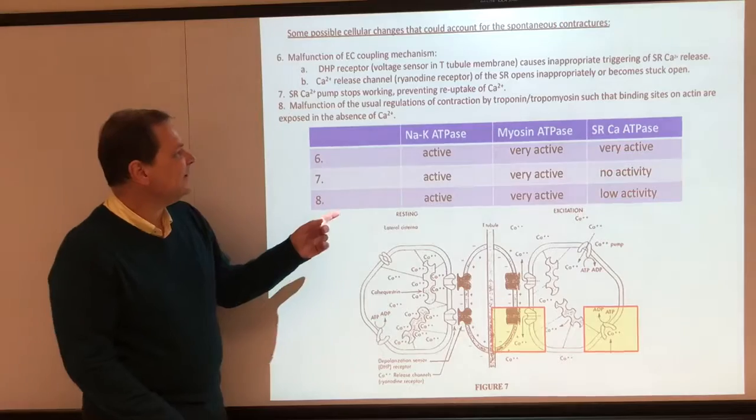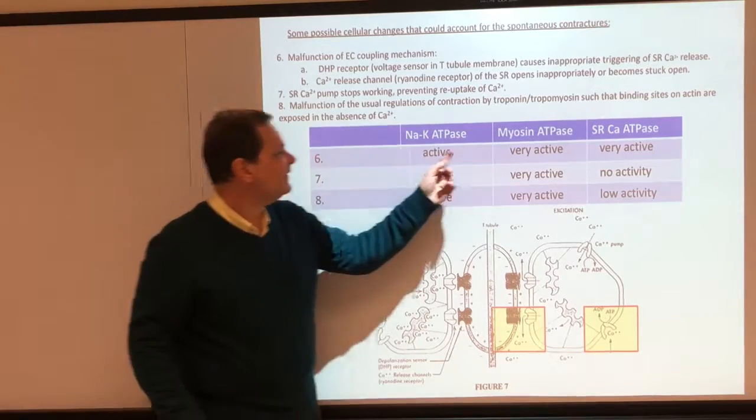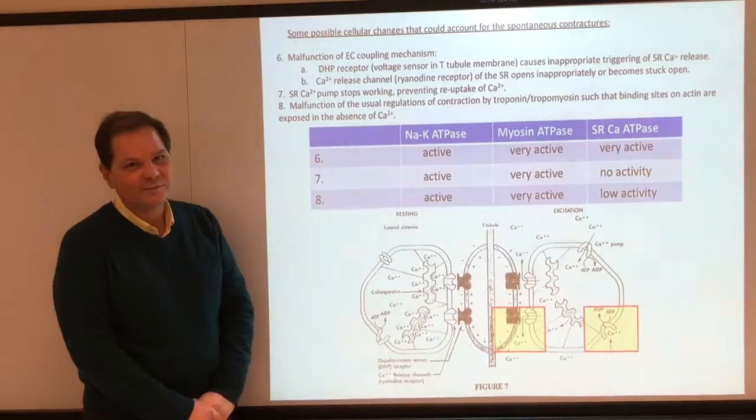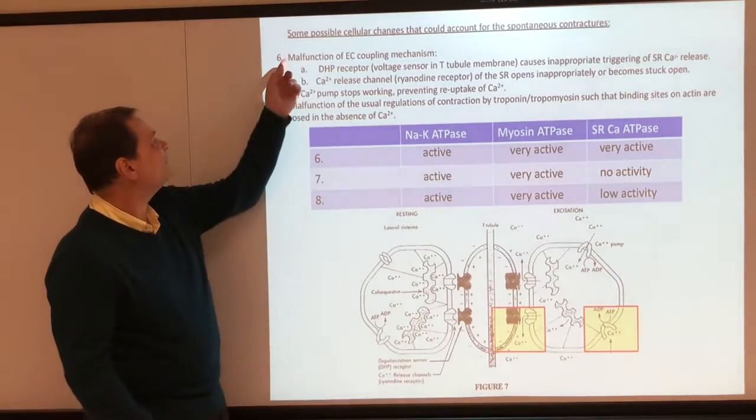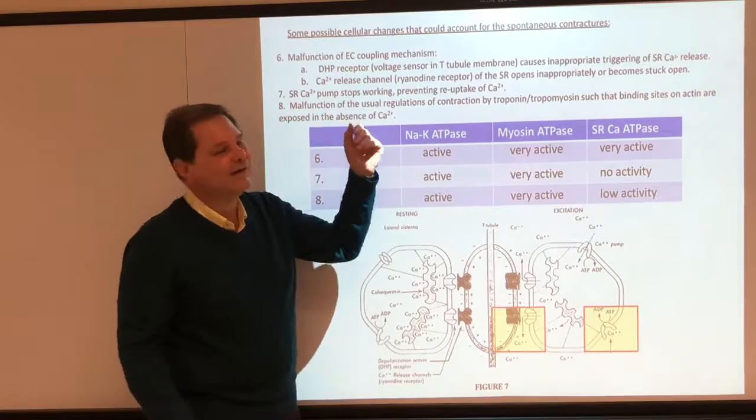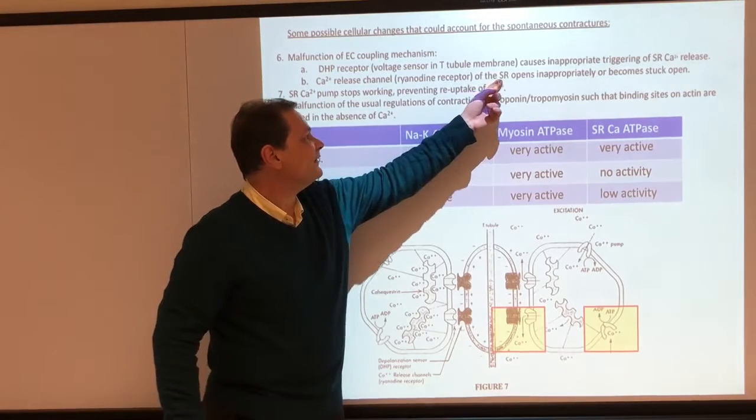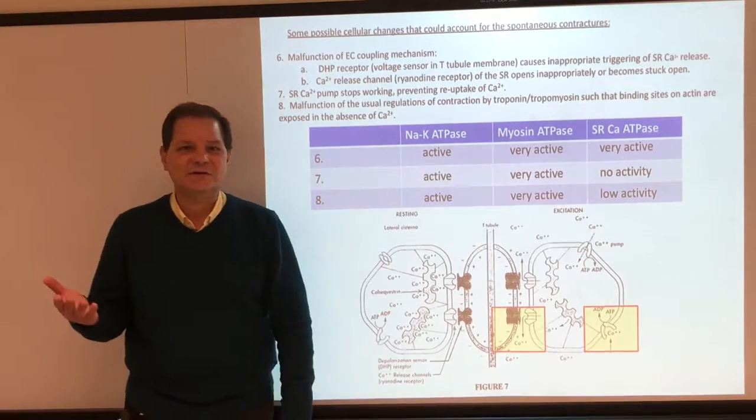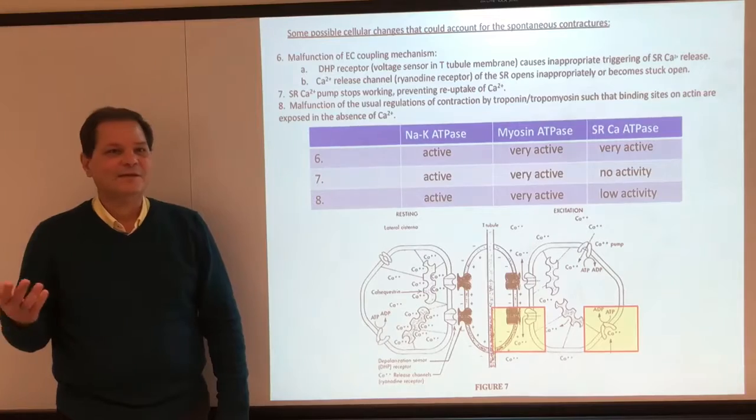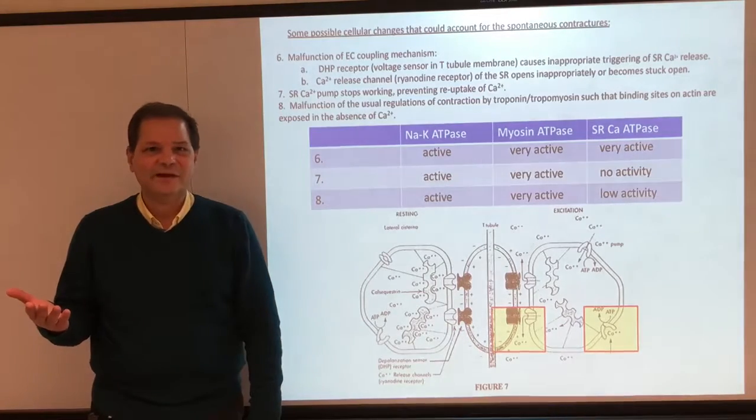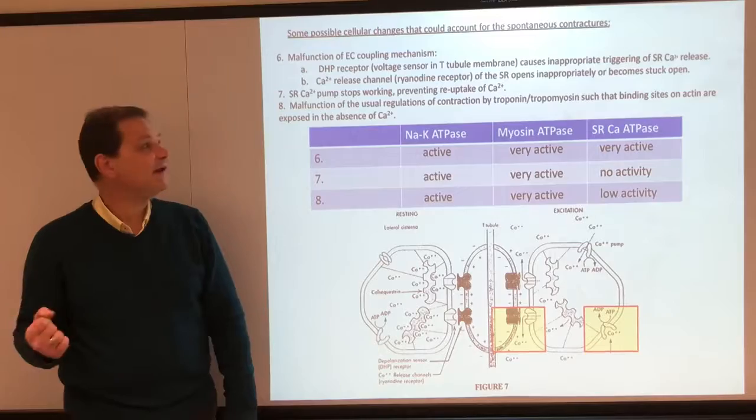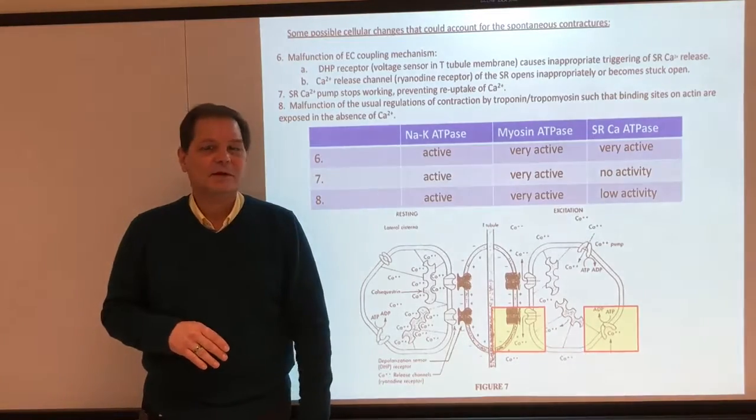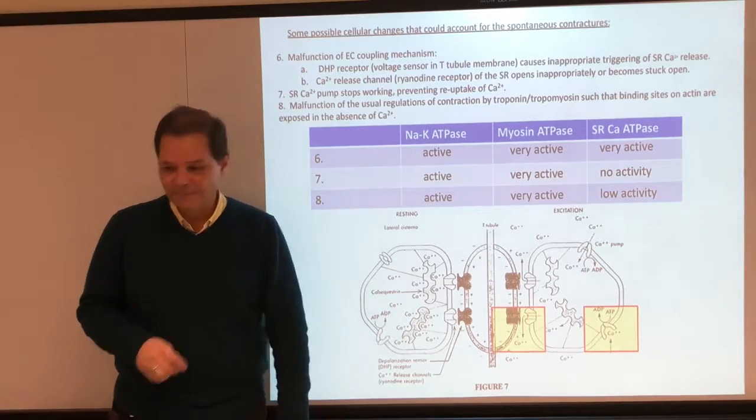So of these 3, 6 is the most likely because, if we look at our 3 ATPases, it's the one that's going to be eating the most ATP, okay? And in fact, in all known cases, it is 6B, where the SR calcium release channel is stuck open. You have a mutation in the ryanodine receptor such that in the presence of certain volatile anesthetics or succinylcholine, you get the ryanodine receptor permanently stuck open, okay?